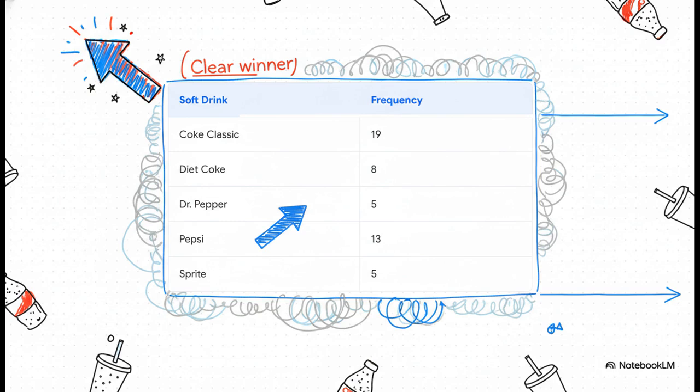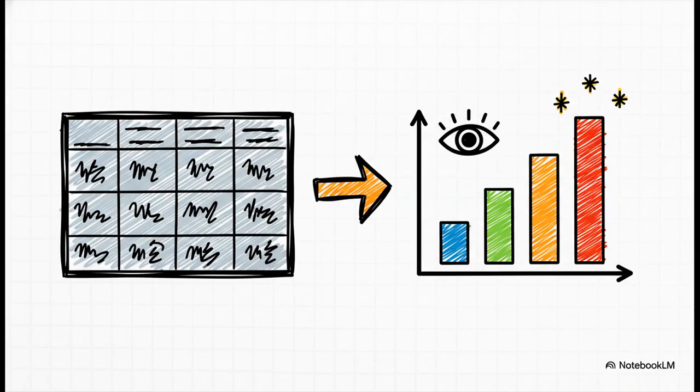And boom, here is our frequency distribution. All of a sudden, the story just jumps right off the page, doesn't it? You can see immediately that Coke Classic is the hands-down winner with 19 sales. Pepsi is in second place, but it's not even close. And just like that, the chaos is gone. Now we have clarity.